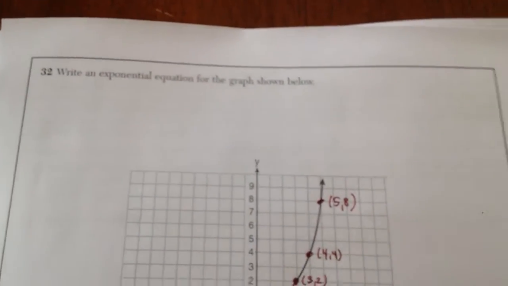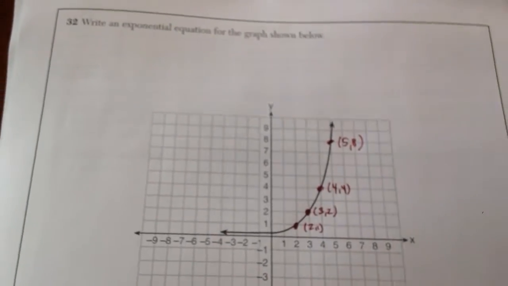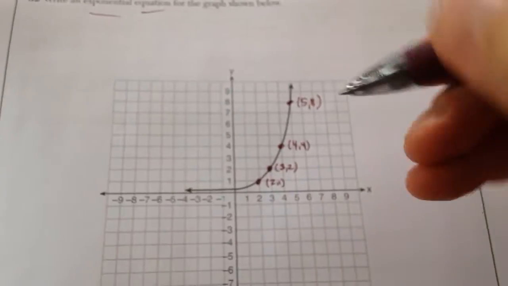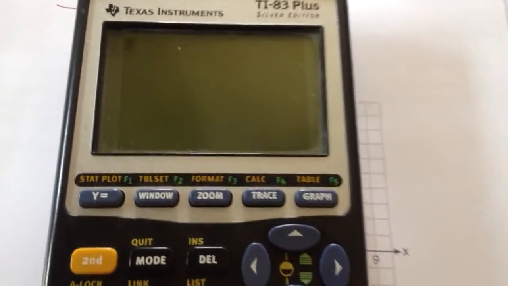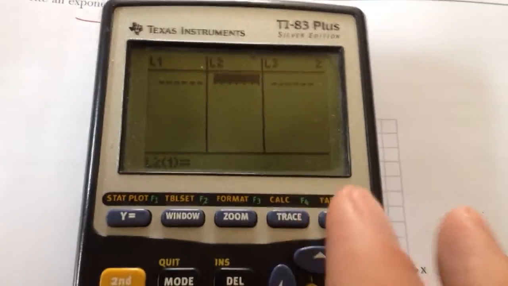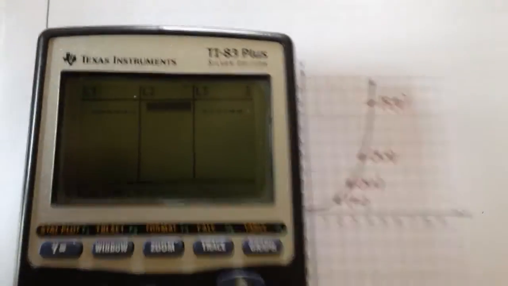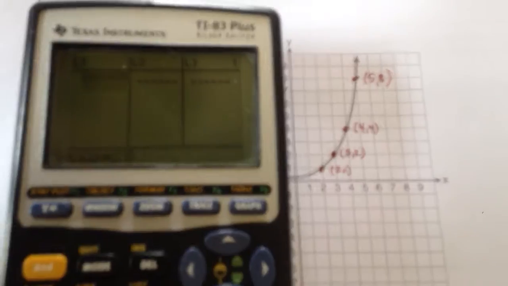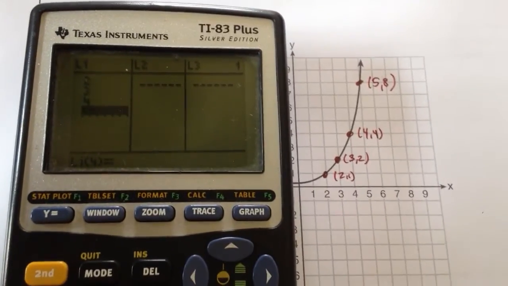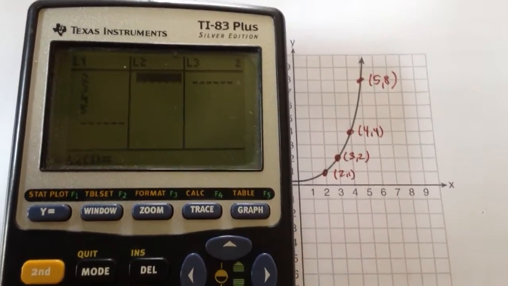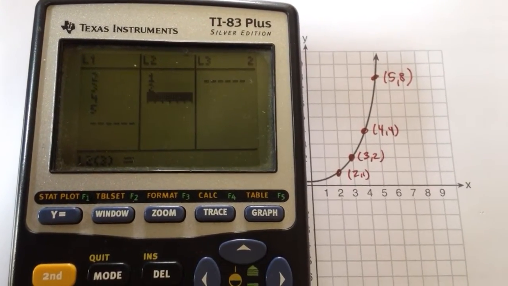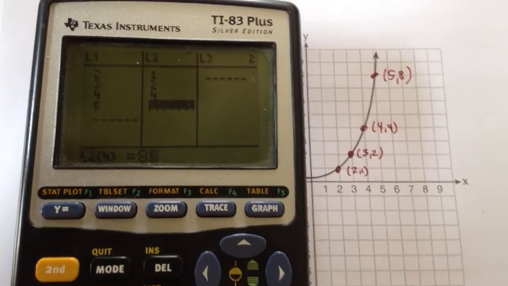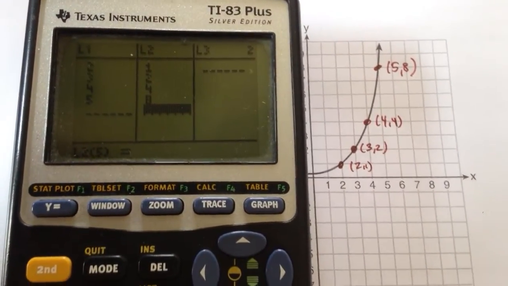For number 32, this is strictly a calculator problem. They want you to write an exponential equation. So what I've done is I identified points on this graph. And then what I'm going to do is go to Stat, hit Enter on Edit, and enter all of my x values in L1. So 2, 3, 4, and 5. 2's y coordinate was 1, 3's coordinate was 2, 4's coordinate was 4, and then 5's coordinate was 8.